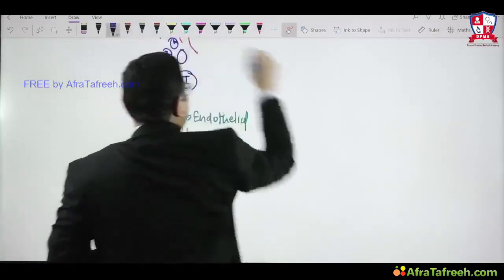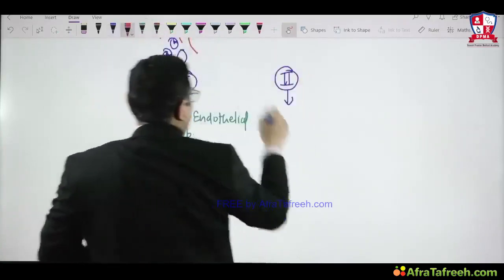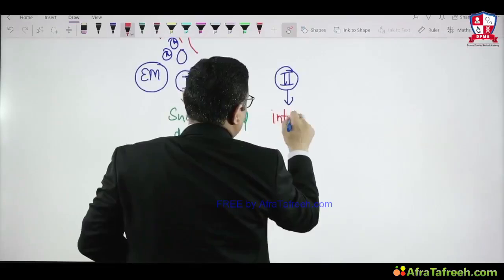MPGN type 2, which type of deposit will be seen? This was another All India question. MPGN type 2, you will find intramembranous deposit.